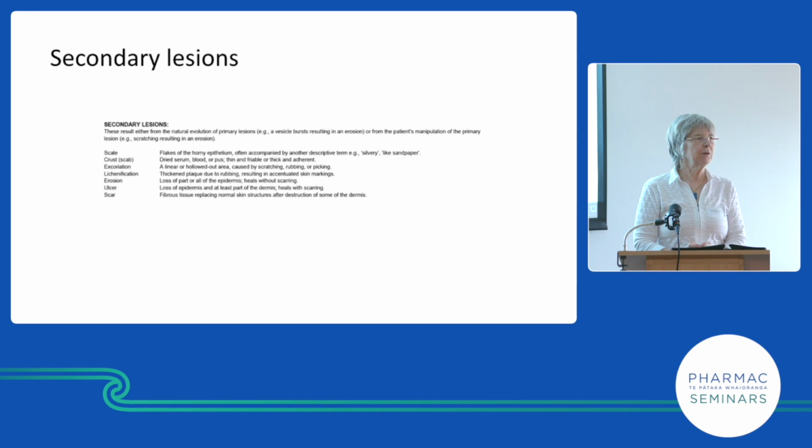Erosion is partial loss of the skin, ulcer is full loss of the skin, and a scar is fibrous tissue. So if you see a white mark following something, maybe you had eczema and now you've got a white mark, that's not a scar, because eczema doesn't cause scarring. It's post-inflammatory hypopigmentation, not a scar.